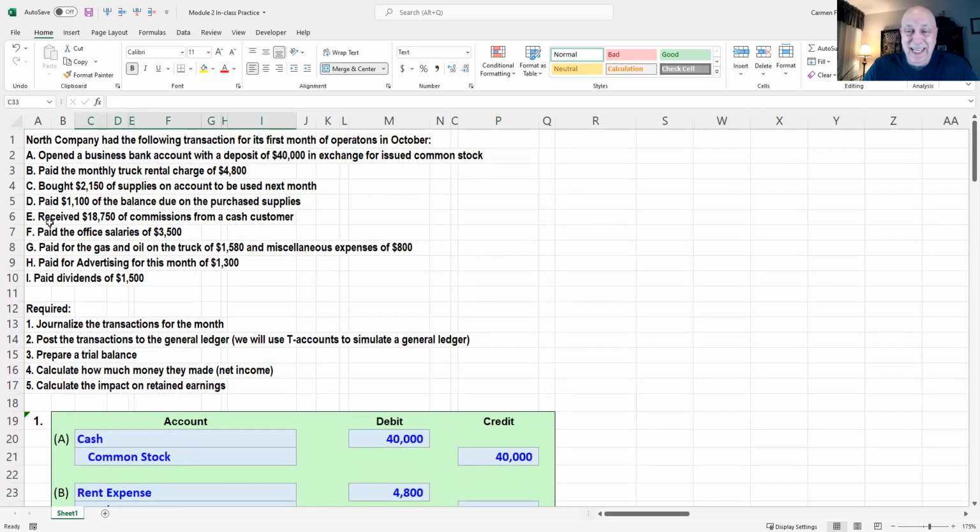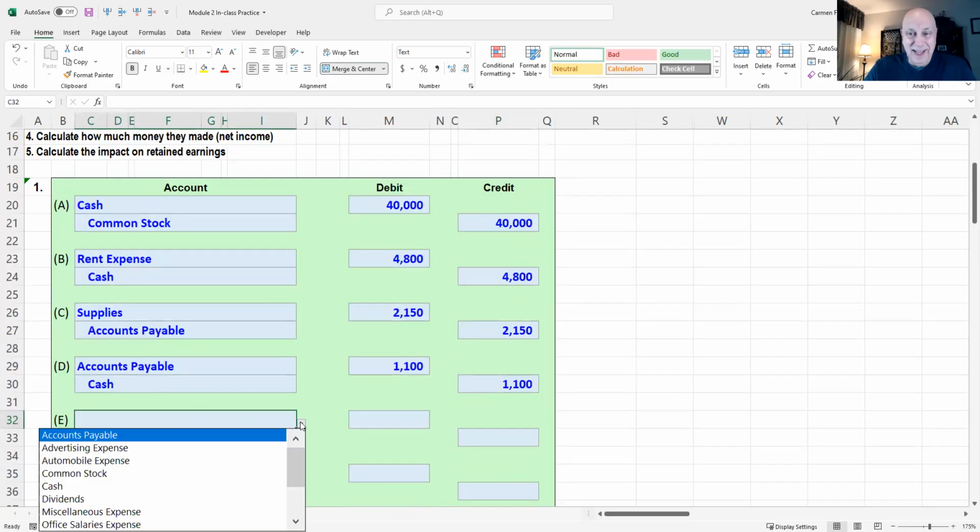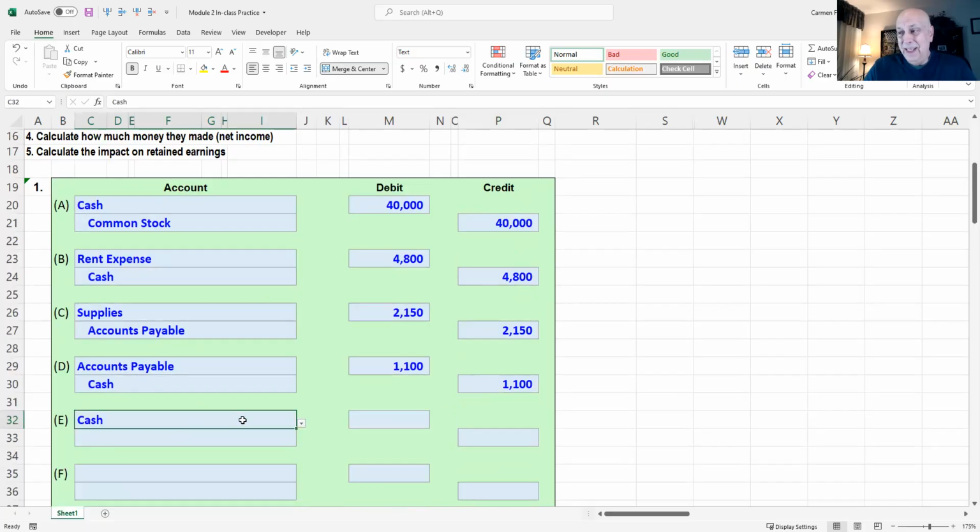Entry E, received $18,750 of commissions from a cash customer. So we received money, so cash coming in. How do we show cash coming in? It's an asset account. What side of the equation is it on? It's on the left side of our equation. Increases go on the left side. So $18,750 on the left side.